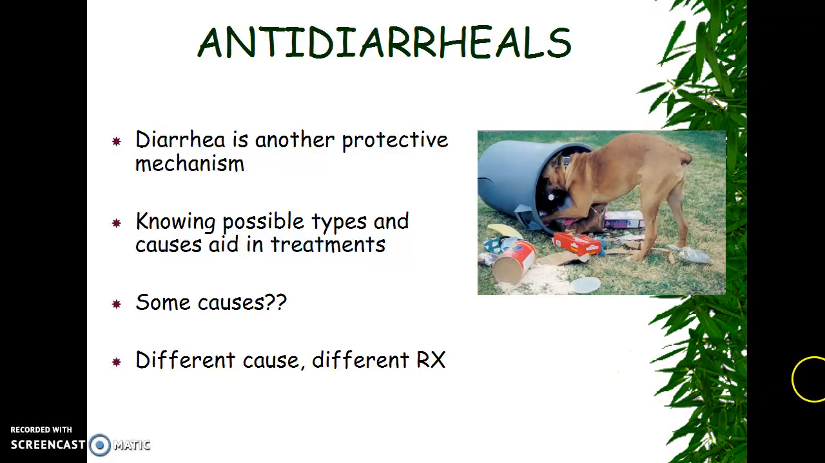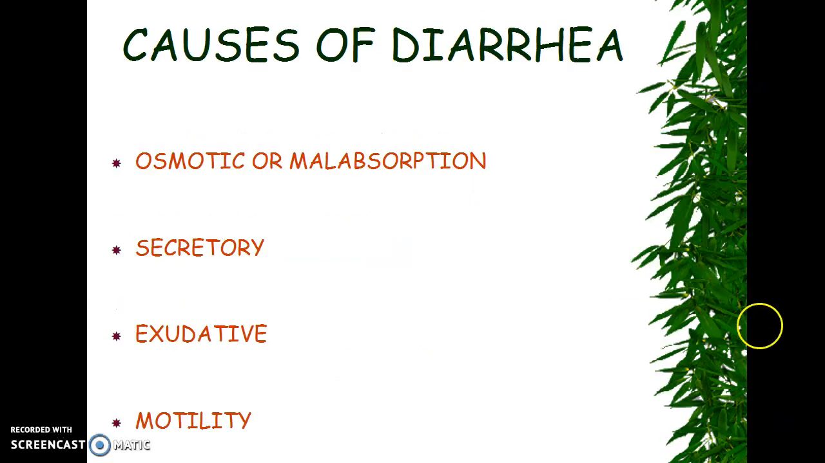In any event, we want to look at the cause, and then we can better select something that's going to treat that particular cause. So the four different causes, these are broad categories and some of them actually go together, are osmotic or malabsorption. This type of diarrhea occurs when something indigestible is in the GI tract or just not very absorbable.